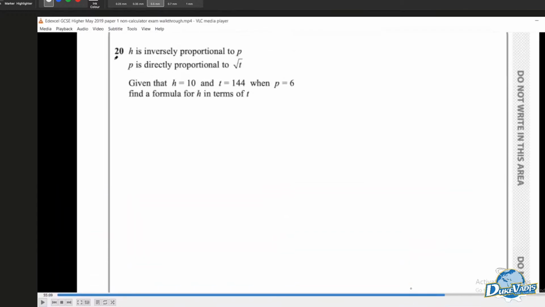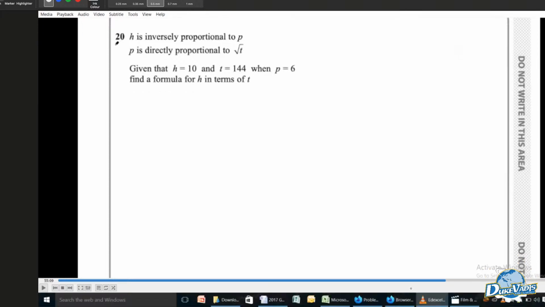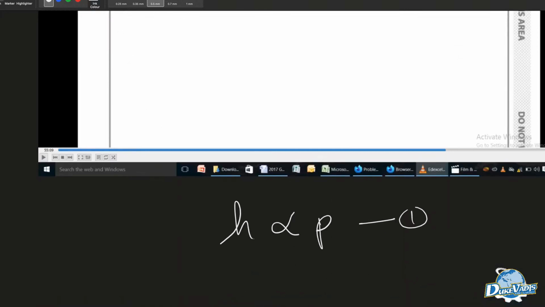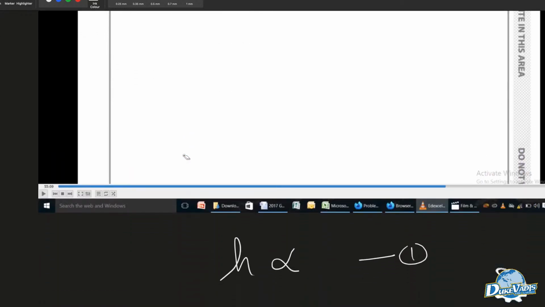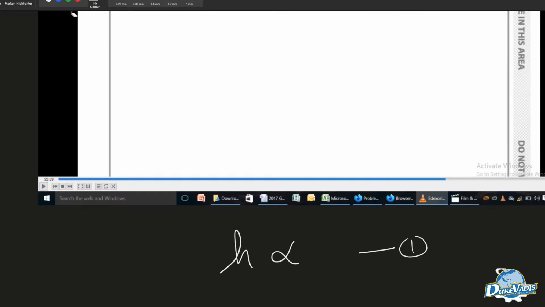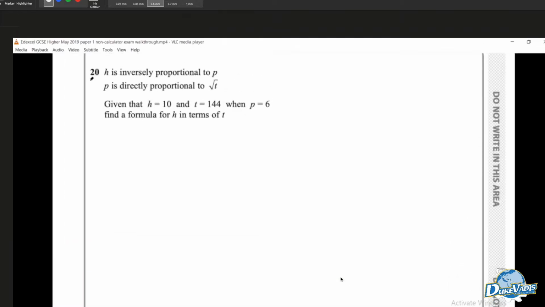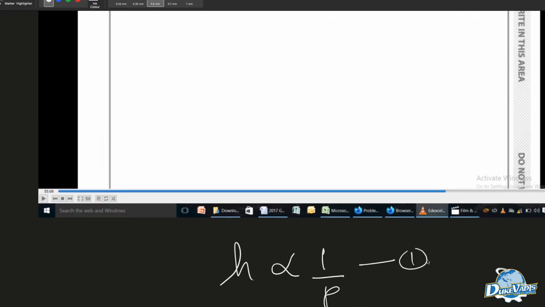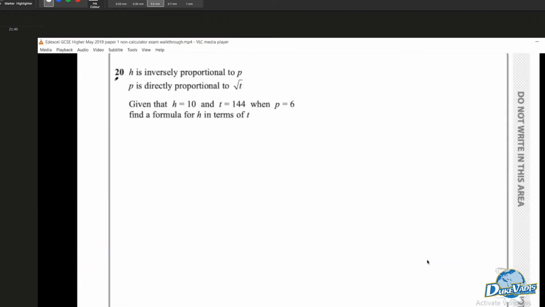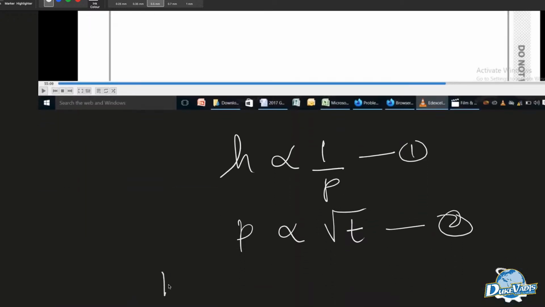Let's look at it very well. It says h is inversely proportional to p, so that means h is proportional to 1 over p. That's one expression. And p is directly proportional to the square root of t. Okay, so this is equation 2. So we are able to identify our equations. But we have been given certain values. Let's say h is 10.